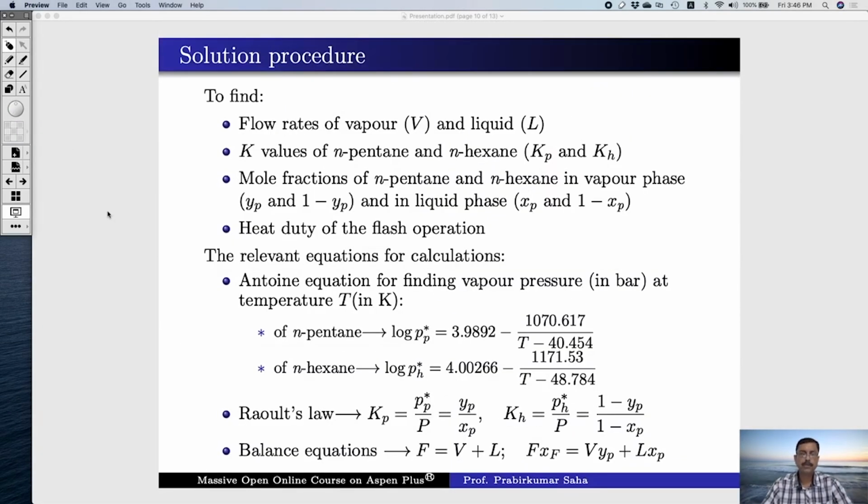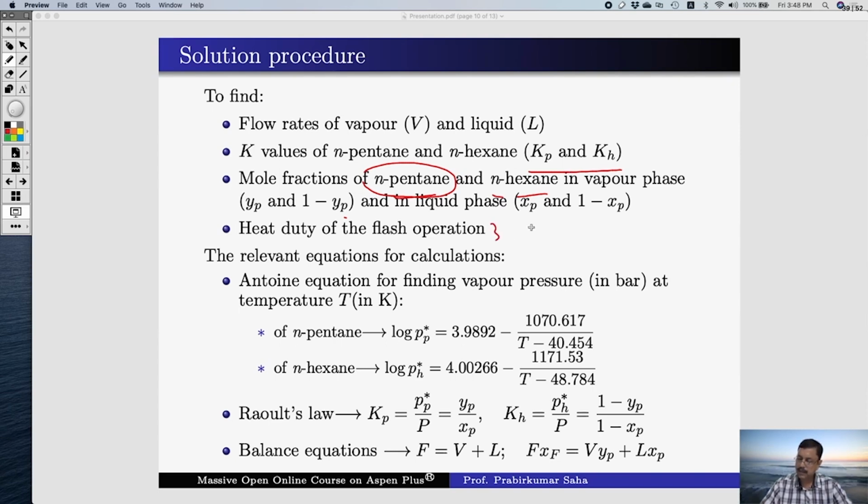So this is the solution procedure. We have to find flow rates of vapor and liquid. Let us represent them with V and L. The K values of N-pentane and N-hexane. We have to find the mole fractions of N-pentane and N-hexane in vapor phase and liquid phase. So Yp and Xp are for pentane. P represents pentane. So Yp is for N-pentane, Xp is also for N-pentane in vapor and liquid phases respectively. And as it is a binary system, 1 minus Yp is N-hexane and 1 minus Xp is N-hexane in vapor and liquid phases. And lastly, we have to calculate the heat duty of the flash operation.